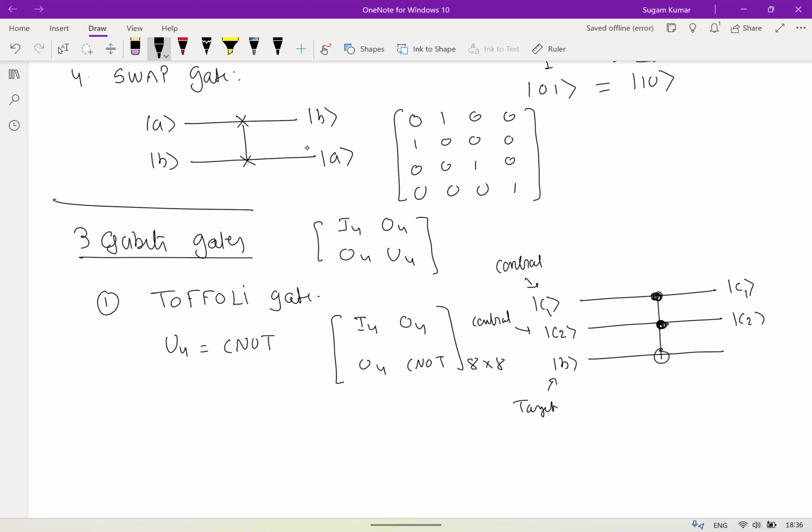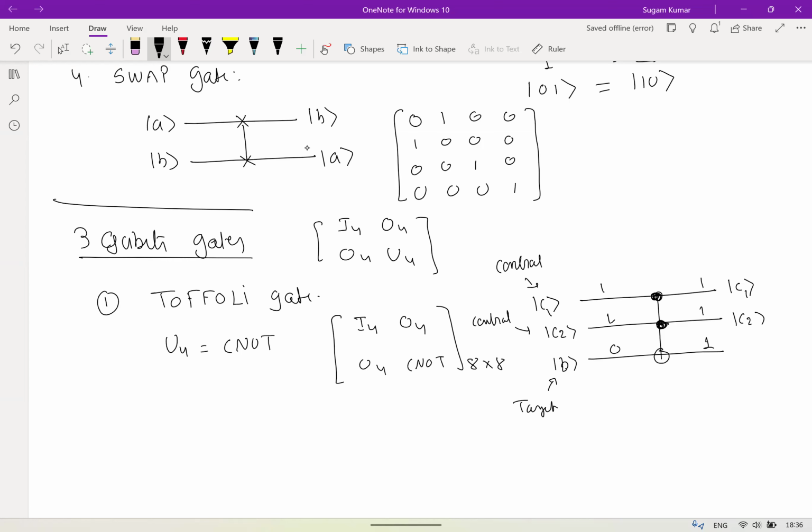So what happens here? When C1 and C2 are 1, 1. For example, let us say this is 1, this is 1, and this is 0, then you will get 1, 1, and this is also going to become 1. The spin is going to flip based upon the value of C1 and C2.